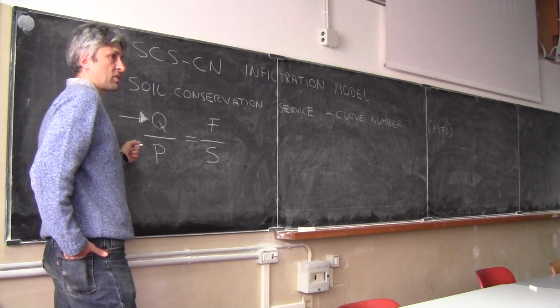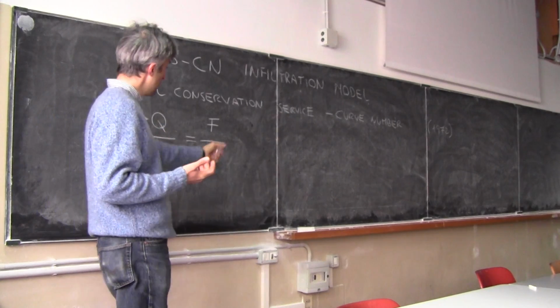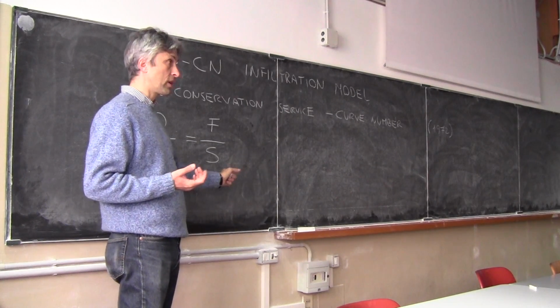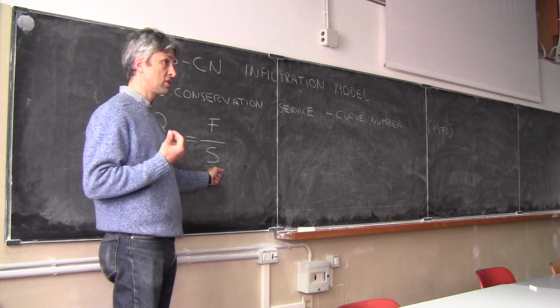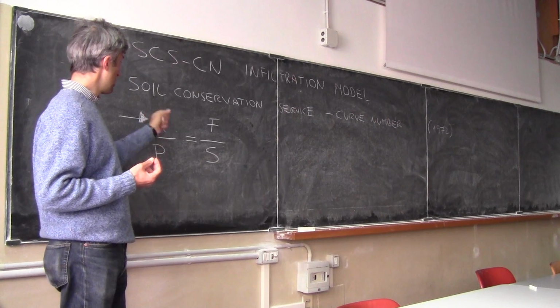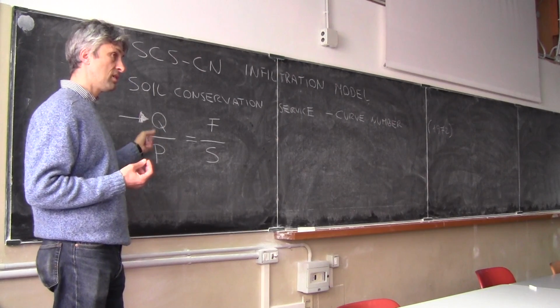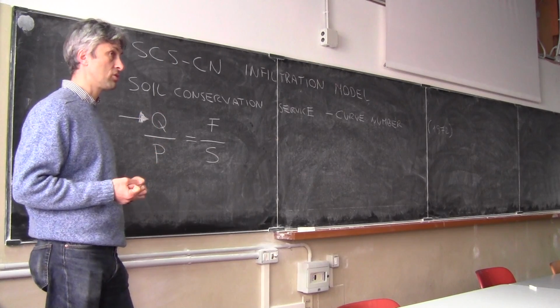So what you see from this relationship, this is quite intuitive. What you see is that when the cumulative infiltration equates the maximum water storage of the soil, so when the soil is saturated, you get the equivalence between the contribution to surface runoff and precipitation.